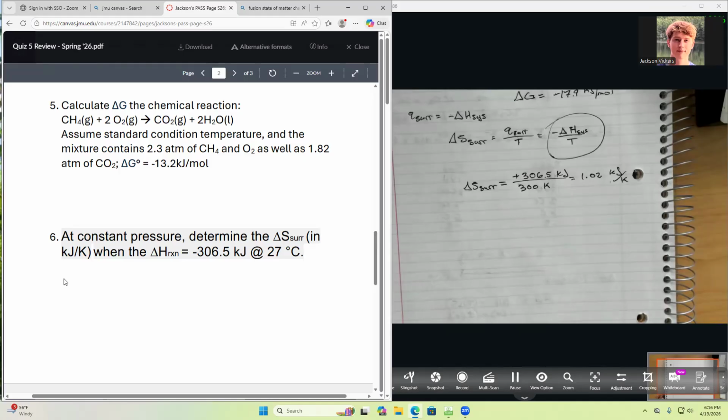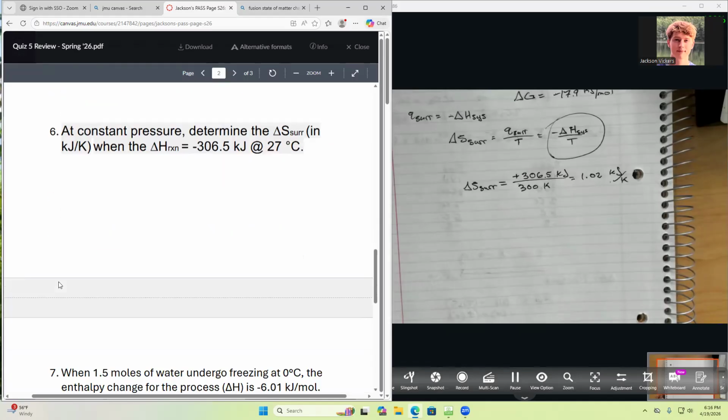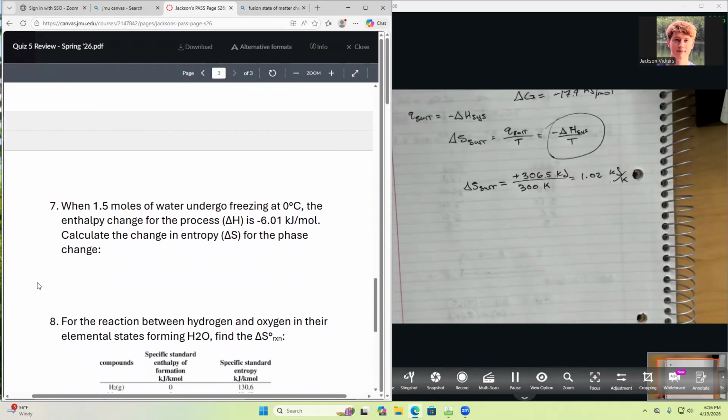So yeah. All right, next one. Maybe this is an example of what you were asking there. When 1.5 moles of water undergo freezing at 0 degrees Celsius, the enthalpy change for the process is negative 6.01 kilojoules per mole. Again, that's releasing heat as we go through it. And I'm asking you to calculate the delta S for the phase change. So I think this is what you're asking, because now we're getting the delta S for that reaction.